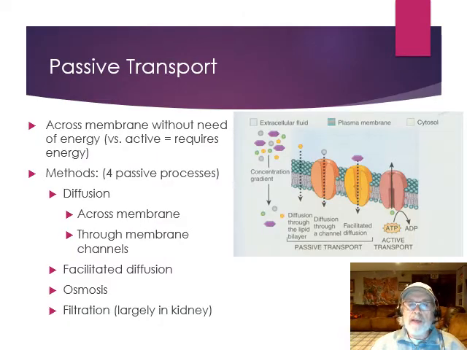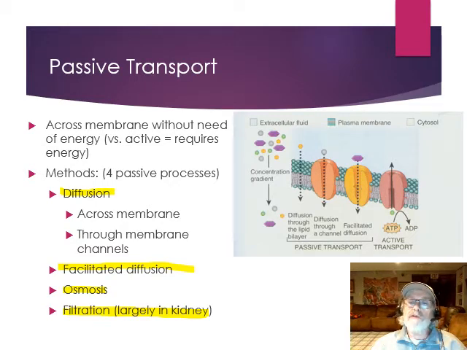Okay, let's talk about passive transport. Passive transport basically doesn't need energy, because active does need energy, passive doesn't. There are four main methods that I could get things across the cell membrane by passive transport. One of those is diffusion. Another one's called facilitated diffusion. Another one's called osmosis. And filtration we won't talk about now, but that's more related to the kidney. We'll talk about that later on, but we will talk about diffusion, facilitated diffusion, and osmosis. Let's talk about those individually.